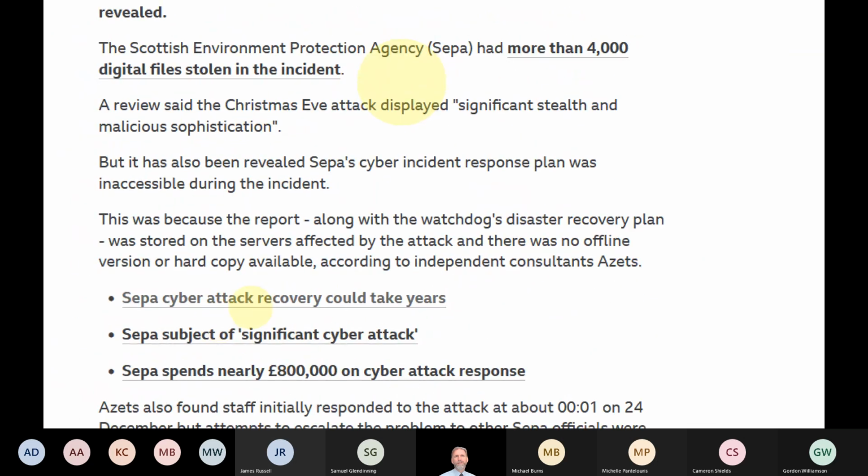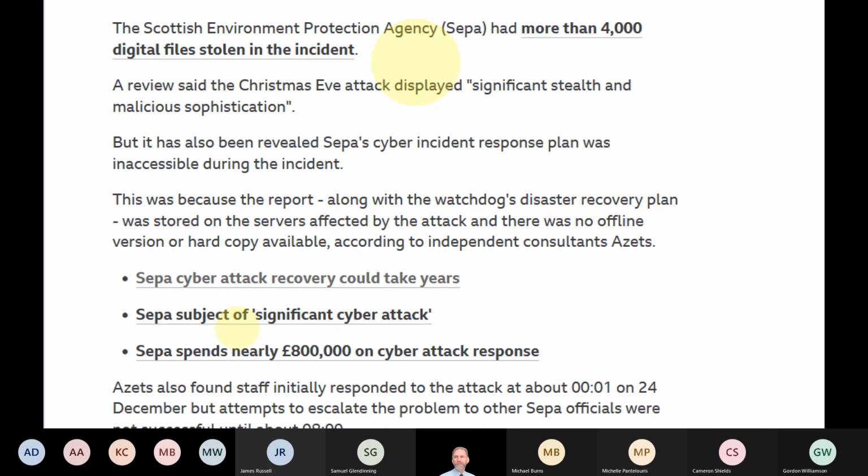Their cyber incident response plan was inaccessible during the incident. Why? Because they stored it on the servers that had been hacked. Didn't keep a copy anywhere. Wasn't offline, hadn't printed it off.